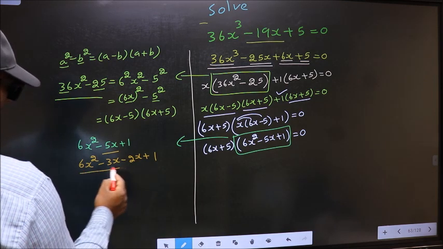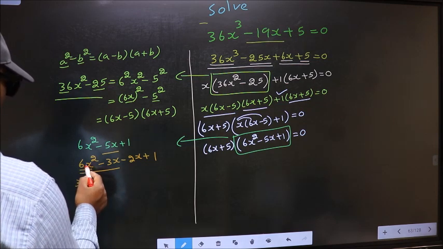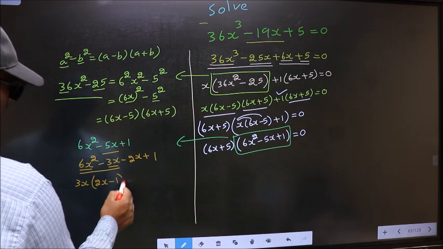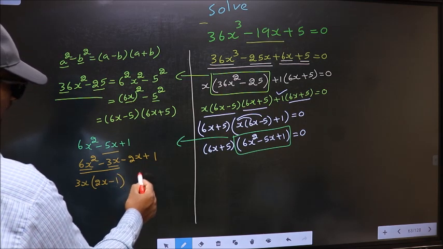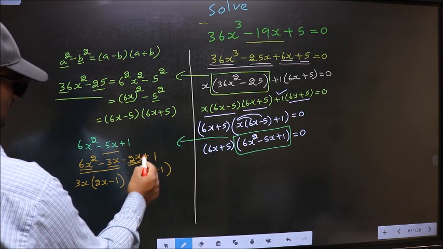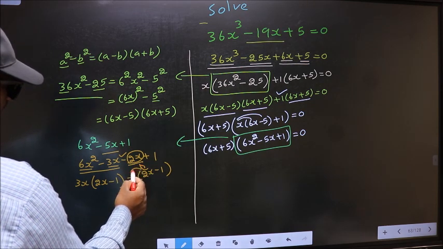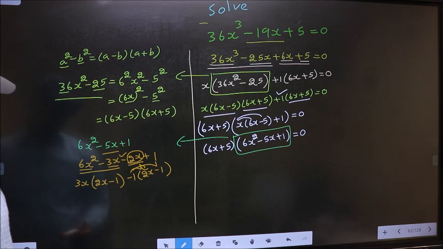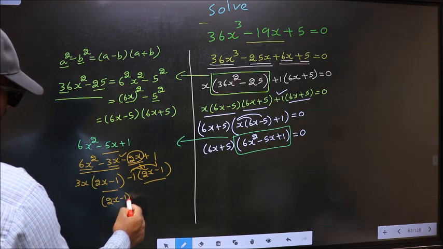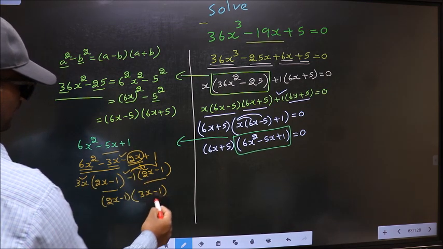Next, what can be taken out common from these two terms is 3x. From this 3x out you get 2x, minus from this 3x out you get 1. Now whatever we got here, here also we should get the same thing. From this 2x gone inside, so outside we get minus 1. Even if you multiply and check, still you get the same thing. Now take out 2x minus 1 common. So here we have 3x and here minus 1.